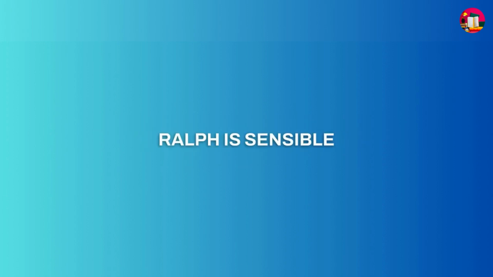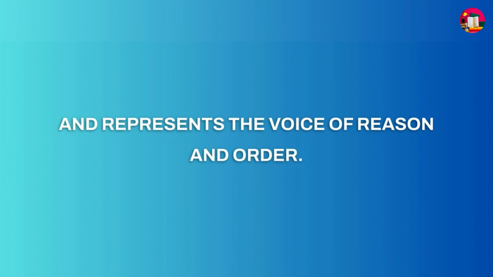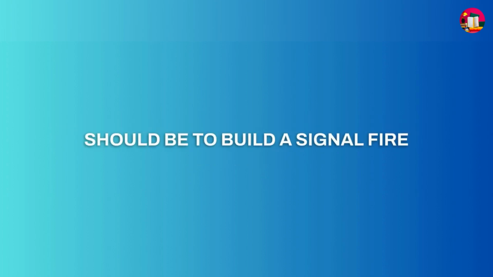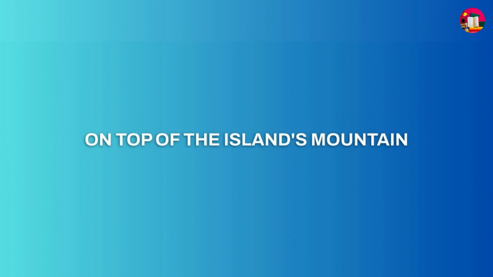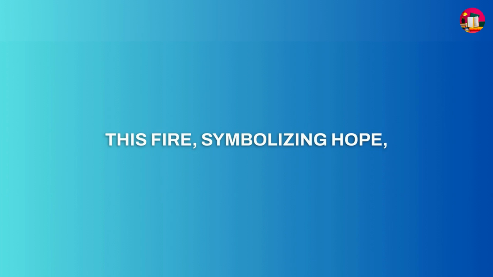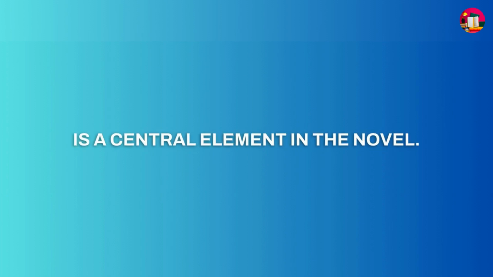Ralph is sensible and represents the voice of reason and order. He decides that their main goal should be to build a signal fire on top of the island's mountain to attract passing ships and increase their chances of rescue. This fire, symbolizing hope, is a central element in the novel.